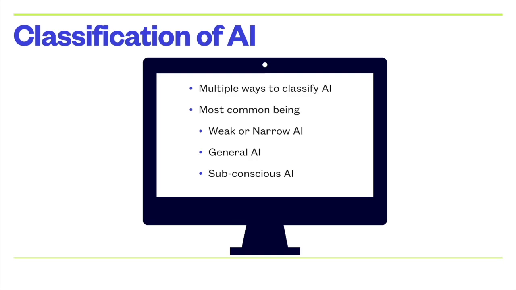So to begin with, let's talk about the classification which is most commonly used. We talk about AI in three different ways, which is a weak or narrow AI, a general AI, or a subconscious AI. So what do we exactly mean by that?